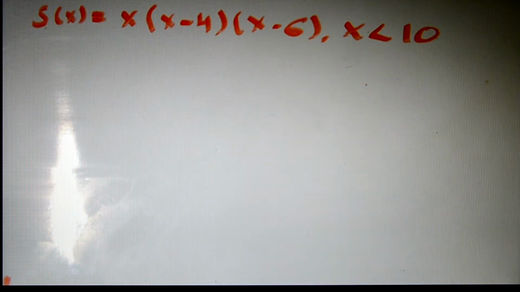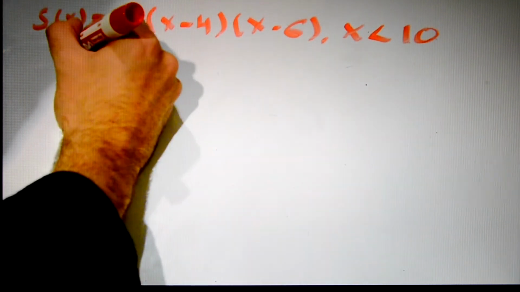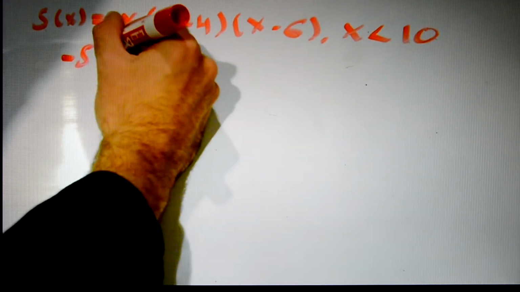Part B is very similar to Part A, except there's a key step that we must do first. And that step is to set the function equal to negative 5.